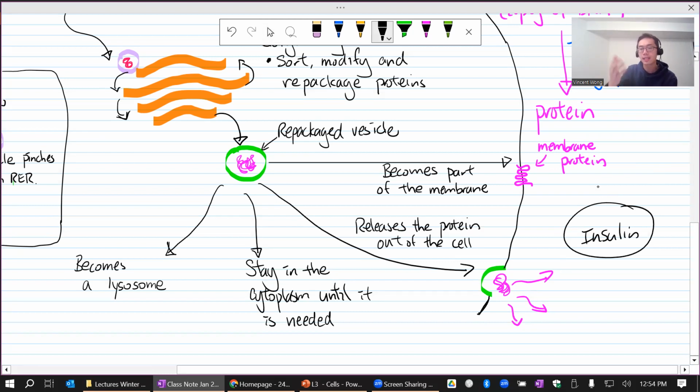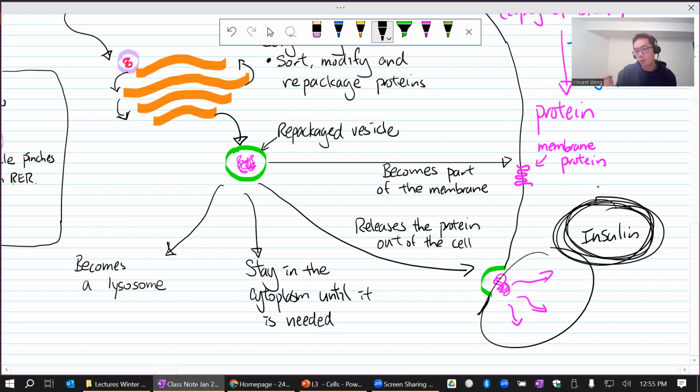Yes. That's something that you need after a meal. If you eat food, you need insulin to help you absorb the sugar. The insulin comes from your pancreas, which is on the left side, behind the stomach. A bunch of cells in the pancreas are going to undergo this process, and you're going to make a bunch of insulin, and then you will release it from the cell, right?